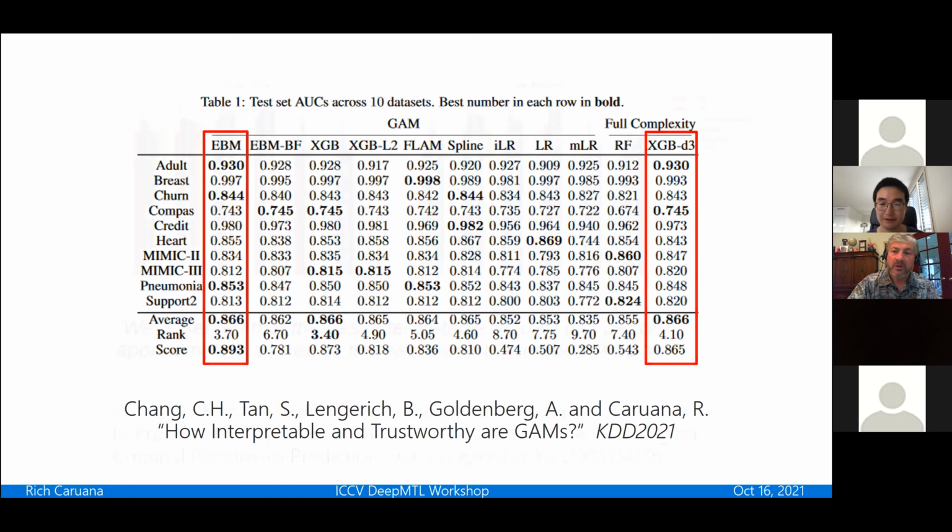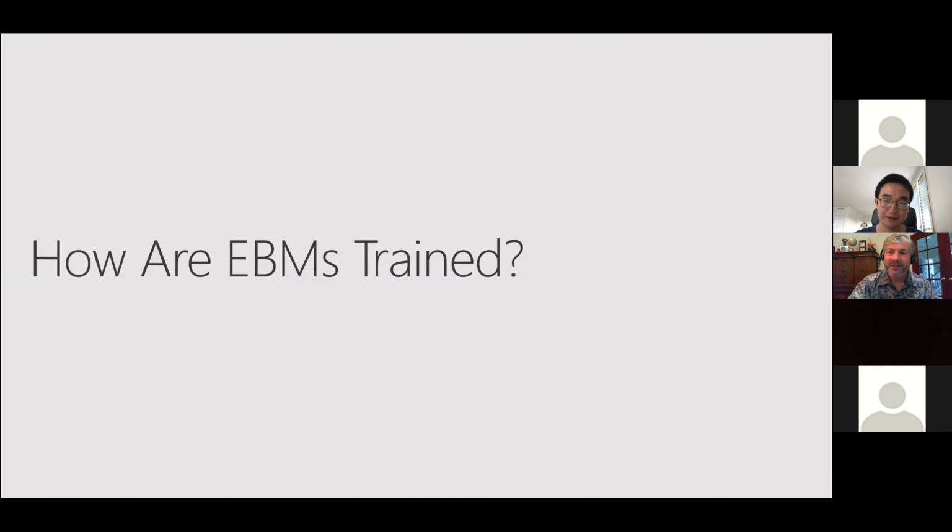Here's an experiment by Cynthia Rudin. She does a lot of work in glass box learning. And in her experiments with her students, it turned out we were the most accurate interpretable model. And she also observed that these interpretable models were about as accurate as the best black box models. Okay, how do you train these EBMs? No neural nets yet. Okay, we haven't gotten to multitask neural nets yet.